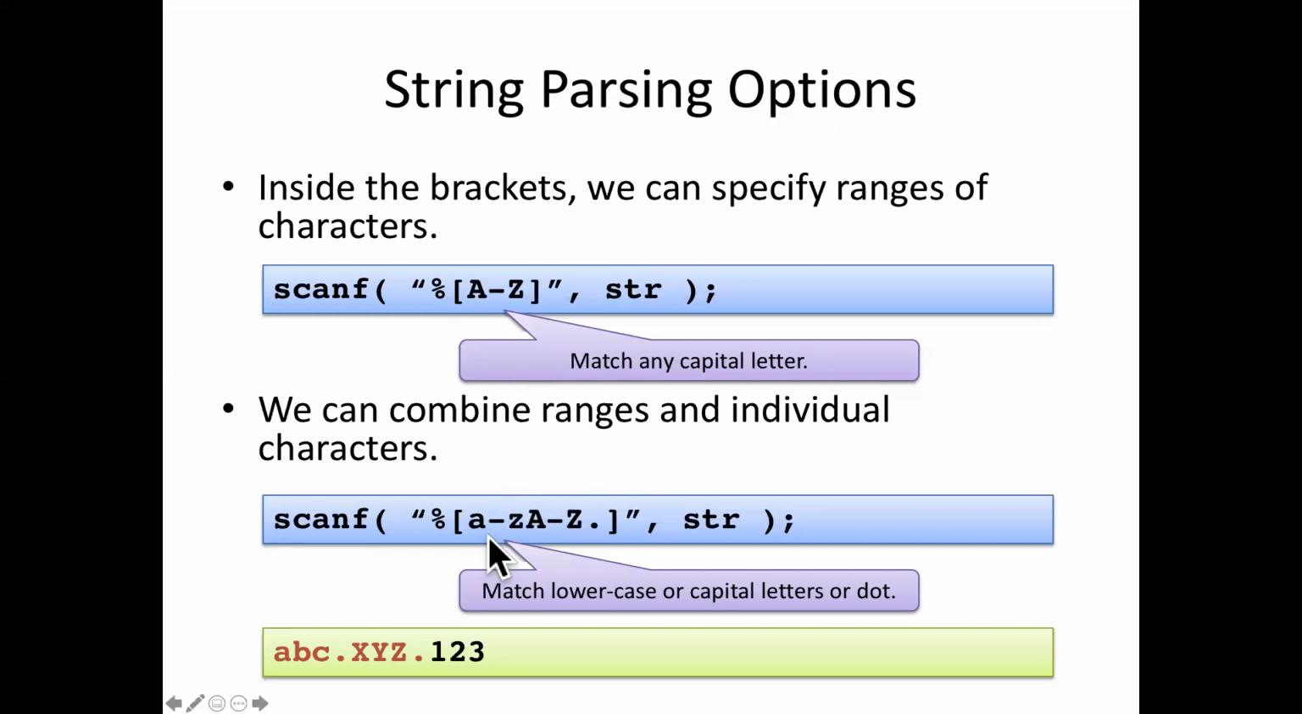Down here at the bottom, if you wanted to match any letter at all, you could do that with two ranges: lowercase a up to lowercase z and capital A up to capital Z. I also snuck in a dot here. So this would match capital letters, lowercase letters, or the character dot. So on input like this, it would match every ABC, lowercase is in the set, so is dot. XYZ, uppercase is in the set, so is the dot, but one isn't. So it would match everything up to that first one there.